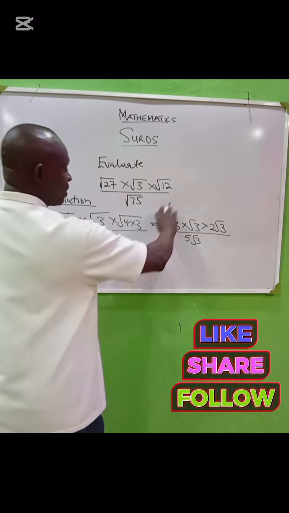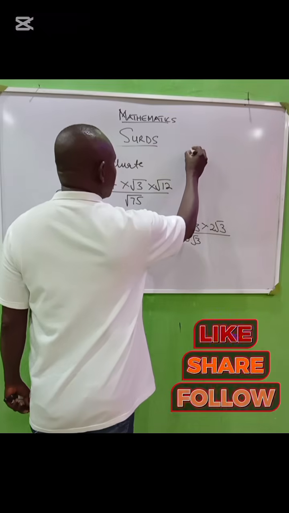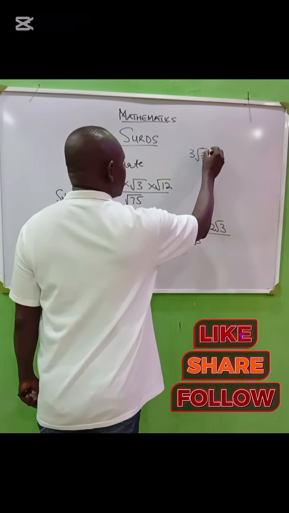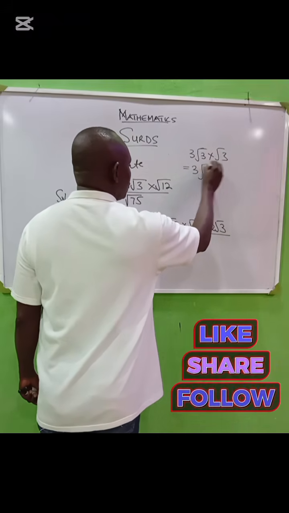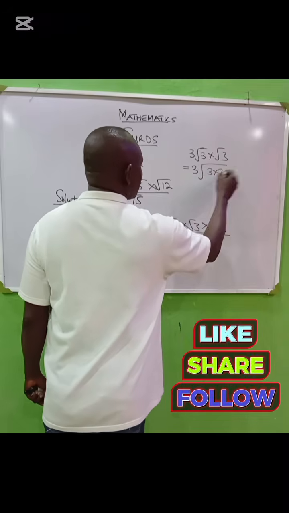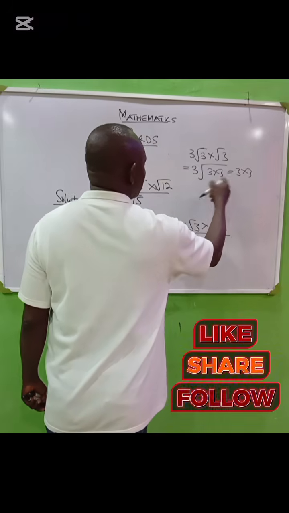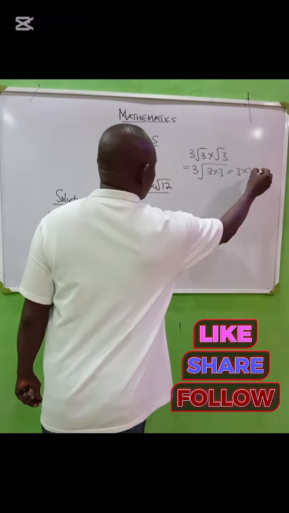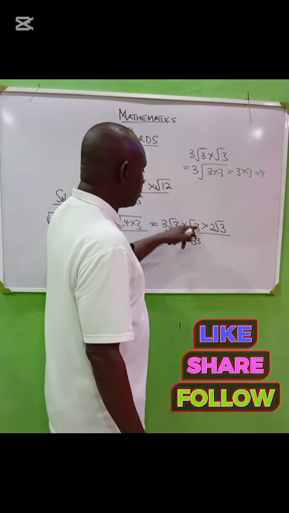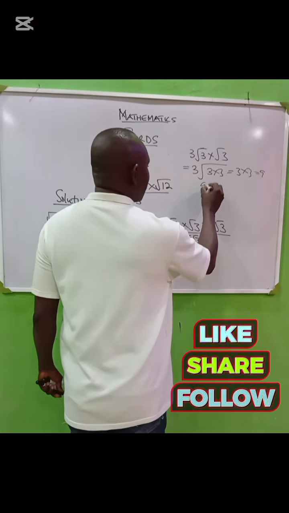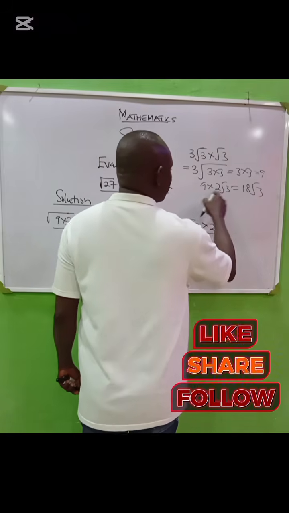So if you multiply the numerator, 3 root 3 times root 3, can be written as 3 root of 3 times 3, which is equal to 3 times 3, because the root of 3 times 3 is the square root of 9, which is 3, so 3 times 3 becomes 9. So here you have 9. 9 times 2 root of 3 will give you 18 the square root of 3. 9 times 2 is 18.